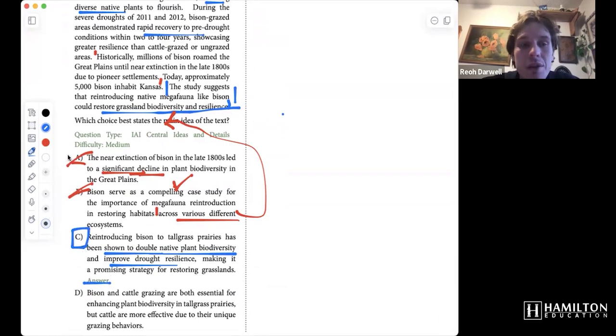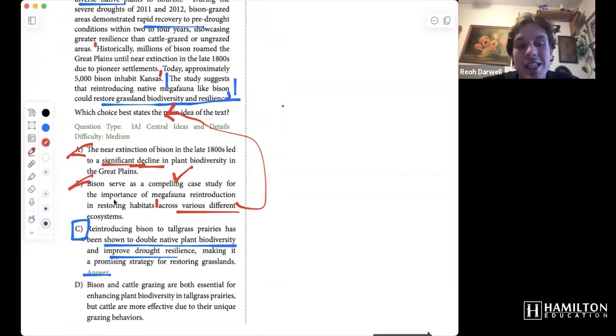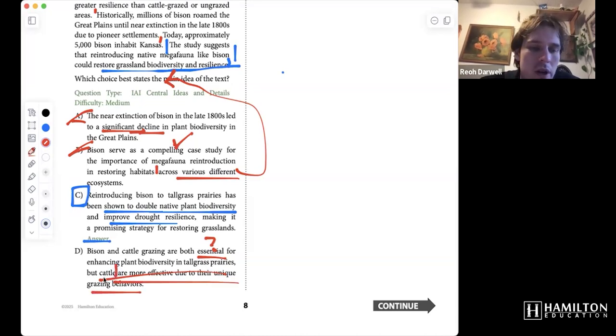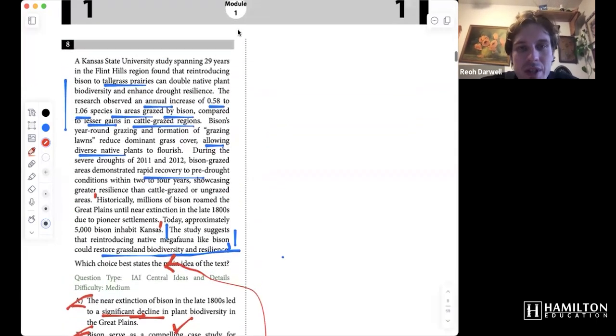But if you were moving through these answer choices, I wouldn't select that yet until I look at D and I see, okay, bison and cattle grazing are both essential for enhancing plant biodiversity. Okay, essential is a bit confusing here. It doesn't say that they are needed, but they both do help apparently. But here's the part that's clearly wrong. Cattle are more effective due to their unique grazing behaviors. Okay. That one word, if that said bison, D would be correct. But because it says cattle, it's not. So that's how we arrive at C. Really work on identifying and working through distractors when it comes to these main idea questions.